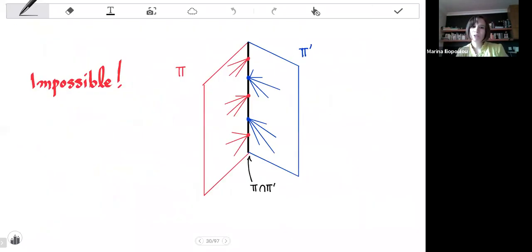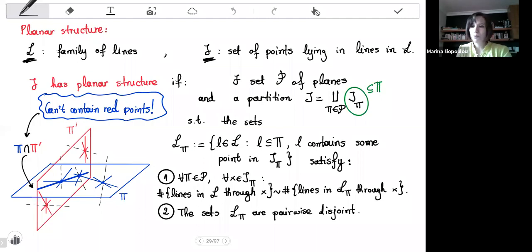So it means this configuration is forbidden if we have planar structure. If a line contributes to joints on one plane, the left one, it cannot also contribute to joints on the right. It will only contain red and not blue, or vice versa. Okay, so these things, morally, what do they say?